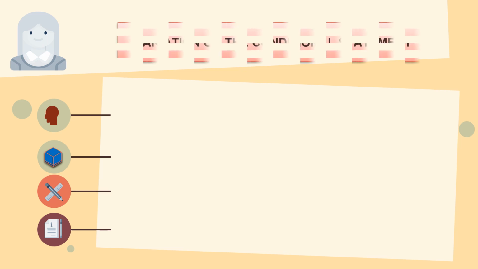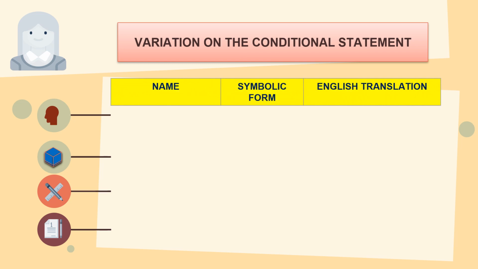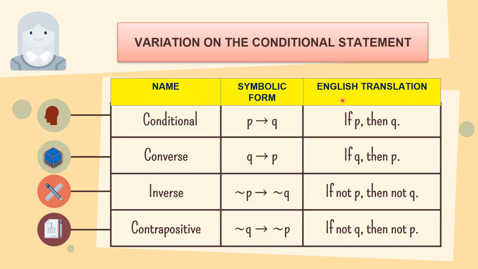So for our review, these are the variations on the conditional statement. We have the conditional statement P implies Q. As English translation, that will be if P, then Q. For the converse, Q implies P, or if Q, then P. For inverse, not P implies not Q, or if not P, then not Q. For the contrapositive, not Q implies not P, or if not Q, then not P.